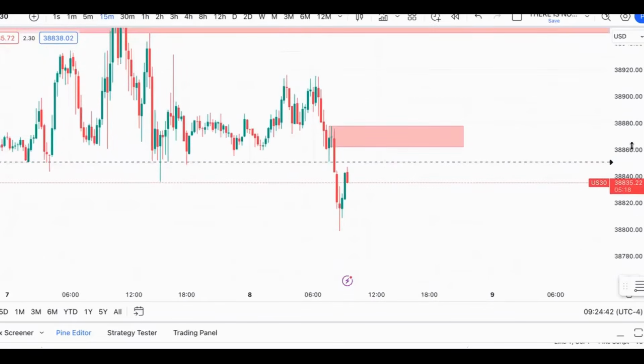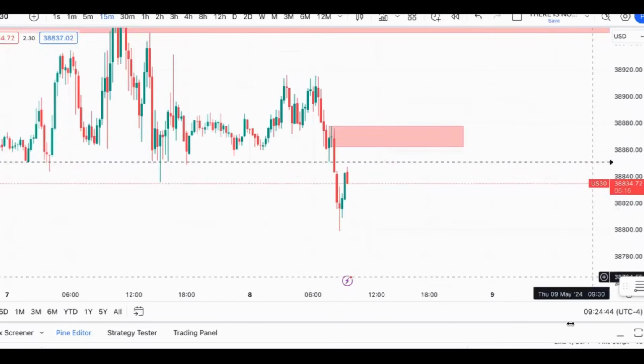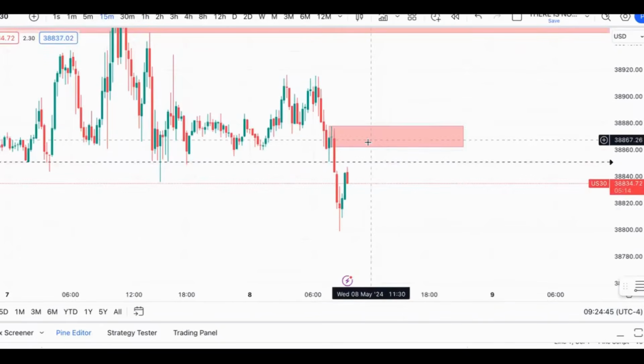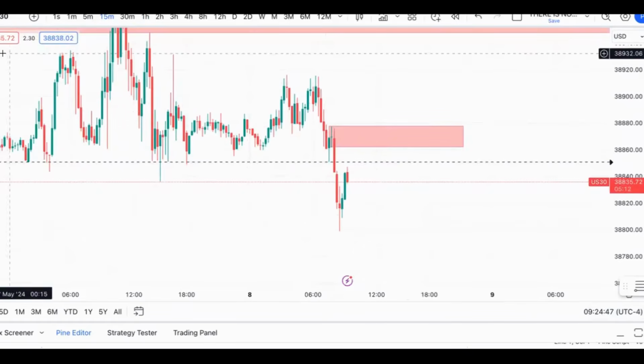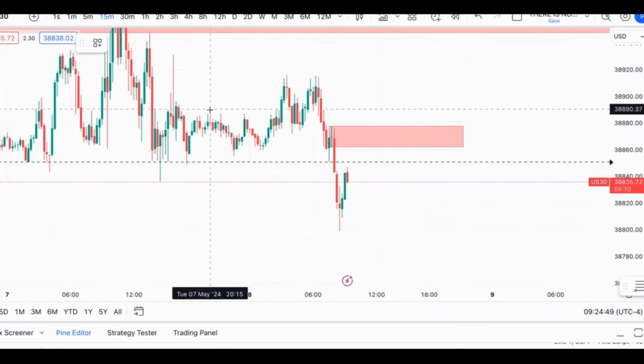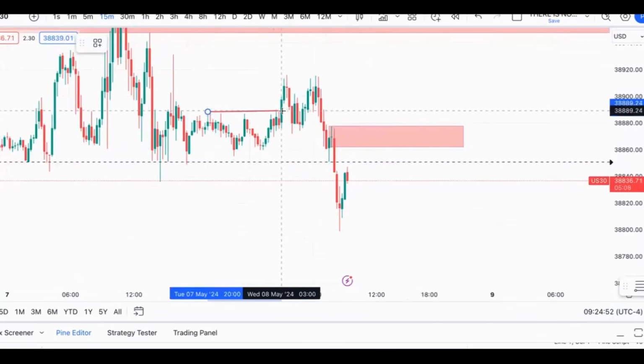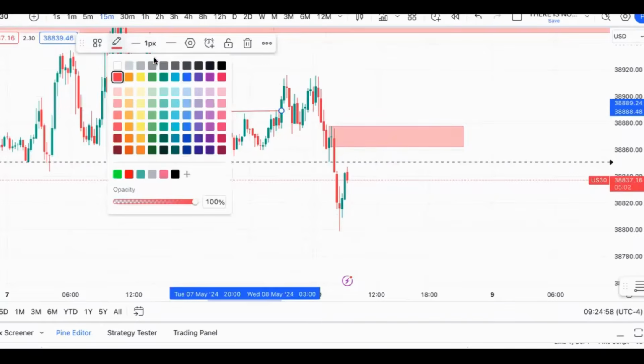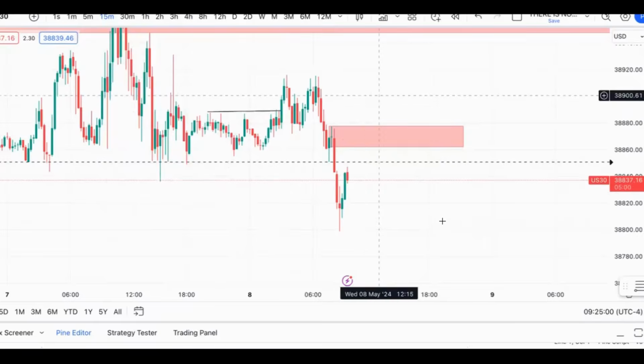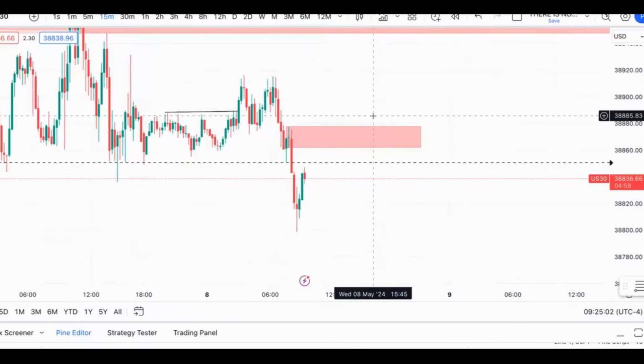Remember, we have about 6 minutes left. It's 9:24 a.m. We have about 6 minutes left. And it looks like we pretty much are done with the analysis. And it's all about waiting for the entry at this point. Okay, so here's that 15-minute. I narrowed it down to the 15-minute time frame.